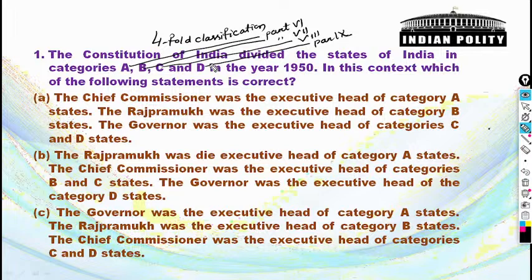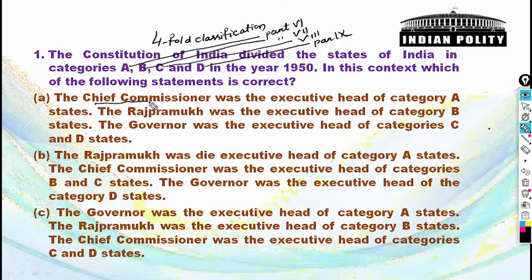In 1956, these four categories were reorganized into two parts, that is part 6 and part 8. Part 6 contains states and part 8 contains union territories. The part B and C states have been abolished. So the fourfold arrangement has been abolished by the 7th Constitutional Amendment Act 1956. In this regard, look at the options.